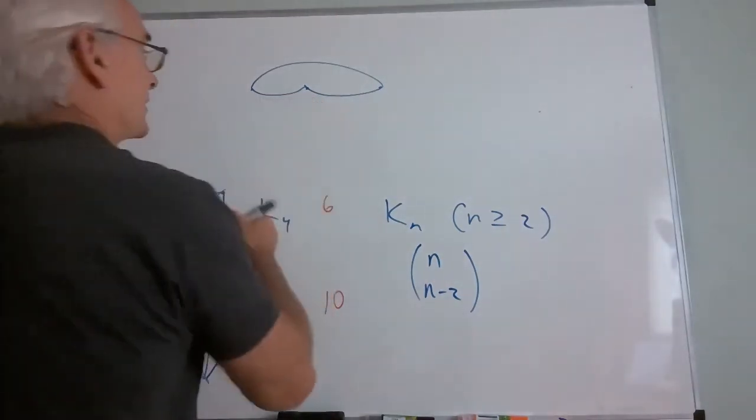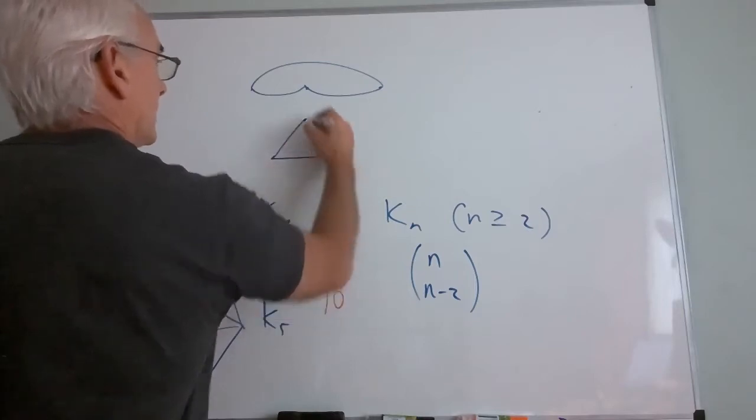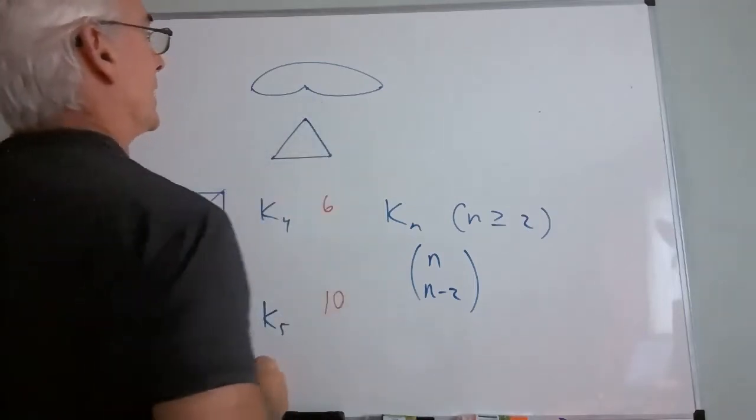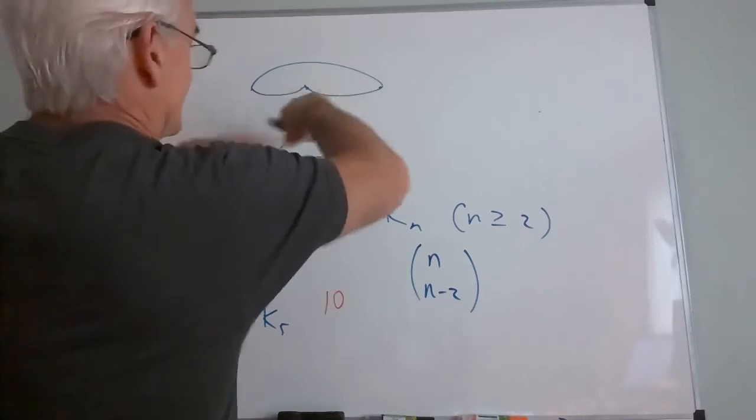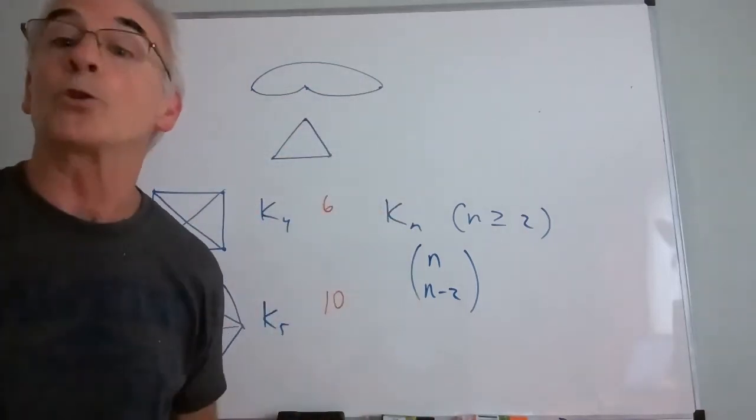Turns out this and this are topologically equivalent. I've still got the same 3 vertices and they're still connected to the same other vertices with the same edges. I just drew it differently.